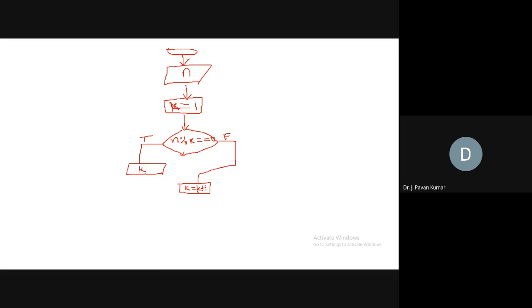Suppose if it is true, what will we do? We will display the k, then again we have to increment. So in either case, we have to increment k value. Then after incrementing, we have to check whether n is divisible by the incremented k value or not. But before going to check that, we have to check whether we have reached the maximum bound or not. So what is the condition?